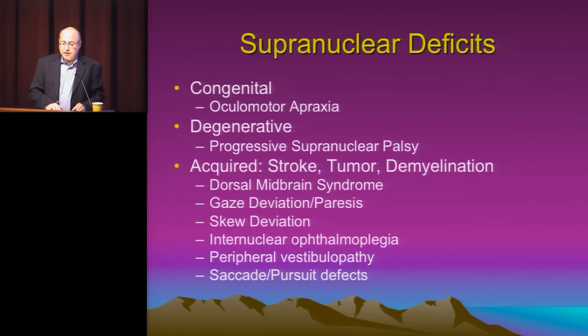A supranuclear deficit could be acquired, due to a stroke, tumor, or demyelination. It can present as the dorsal midbrain syndrome, which has trouble with upgaze and pupil abnormalities, which we'll talk about. There can be a gaze deviation or paresis, or skew deviation where one eye is higher than the other. INO is infranuclear to one muscle and supranuclear to the other, and that's why it's internuclear. Peripheral vestibular disorders are supranuclear, and cause saccade and pursuit deficits.